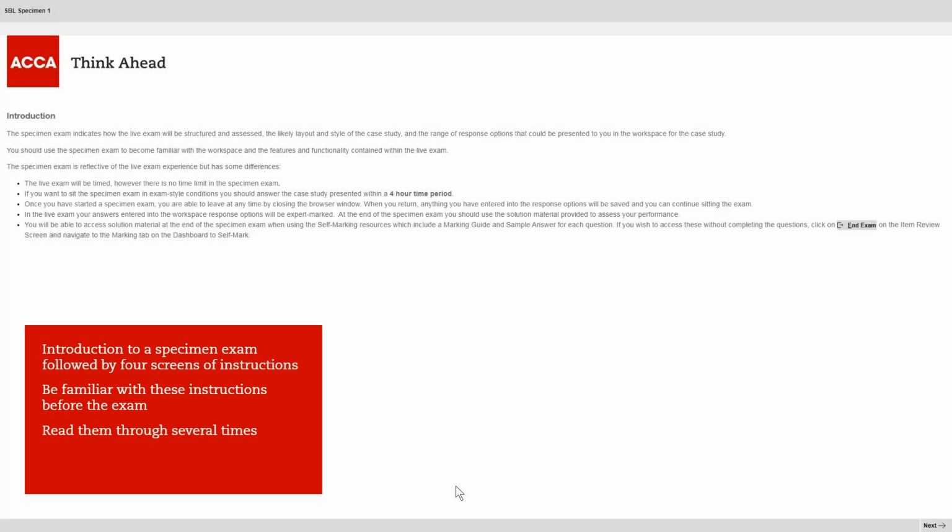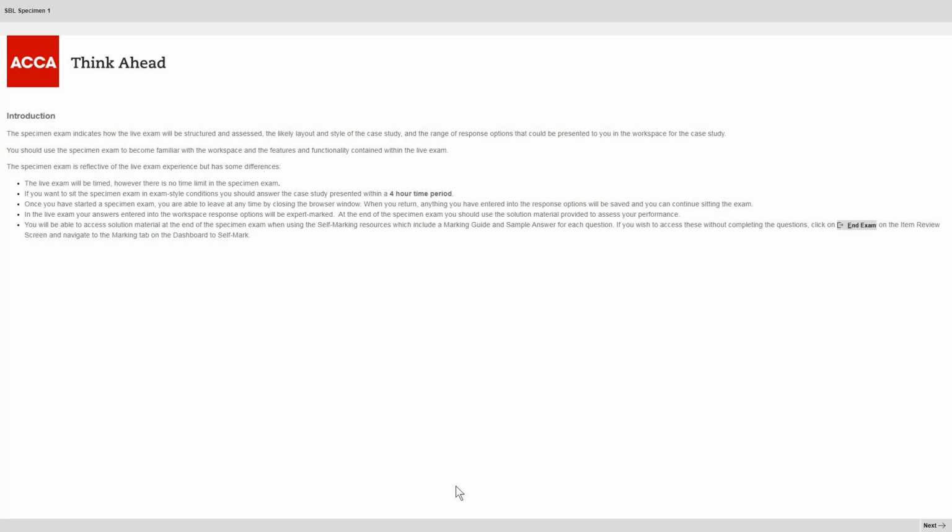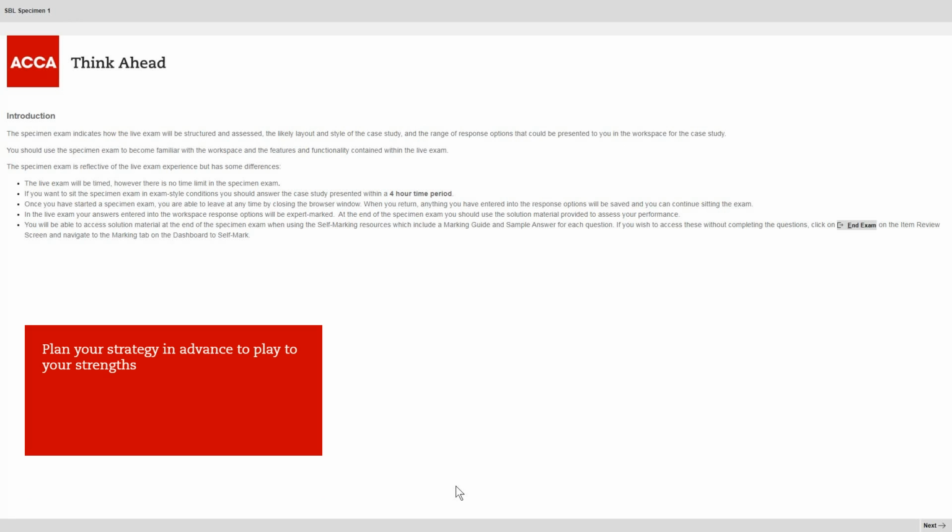Read them through several times so that there are no surprises on the day. You can find the instructions in the ACCA practice tests contained within the practice platform. The second key message is to plan your strategy for the exam in advance, a strategy that plays to your strengths and enables you to be clear about your approach before you go into the exam. We'll return to your exam strategy soon. For now, let's look at the key information on each instruction screen.